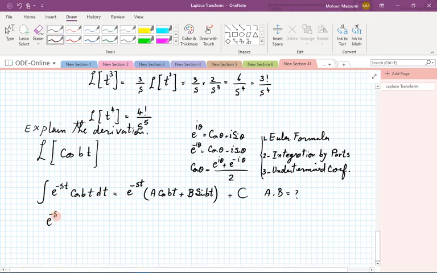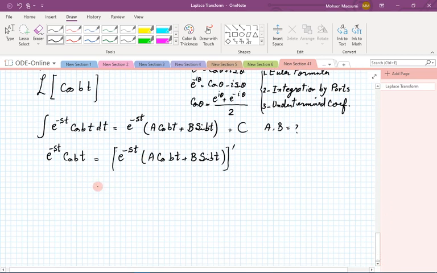Exponential of minus st cosine of bt therefore has to be the derivative with respect to t of exponential of minus st times a cosine of bt plus b sine of bt. Of course, the derivative of the constant c is 0. So I turn the equation around. If you differentiate this thing, you have to get that. So I'm going to differentiate this, equate to that, and set the coefficients: for cosine has to be 1 and for sine has to be 0. That's going to give me what a and b are supposed to be.